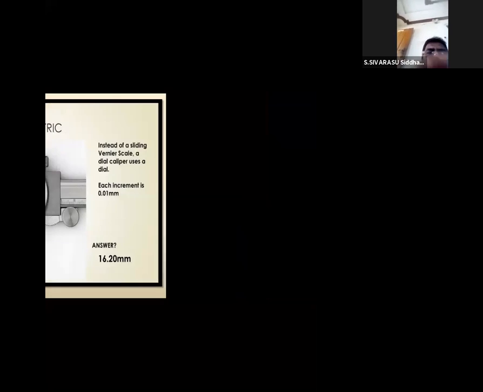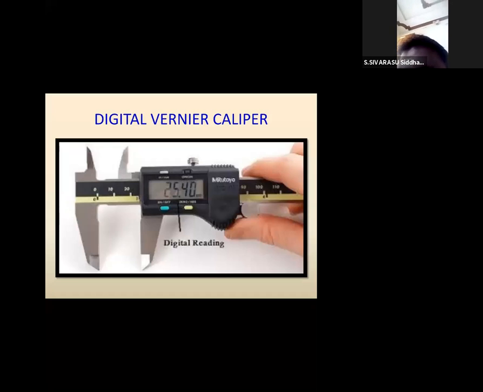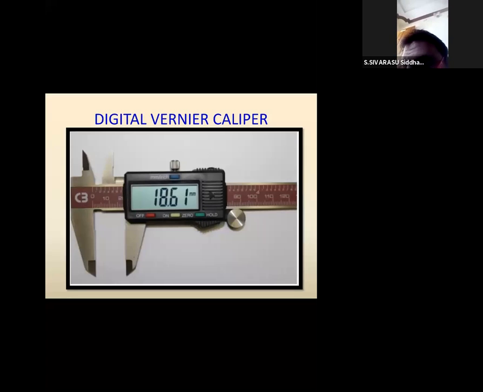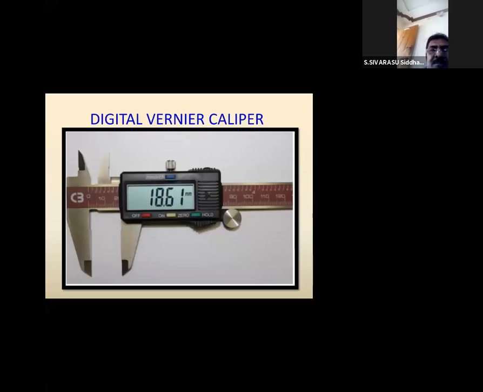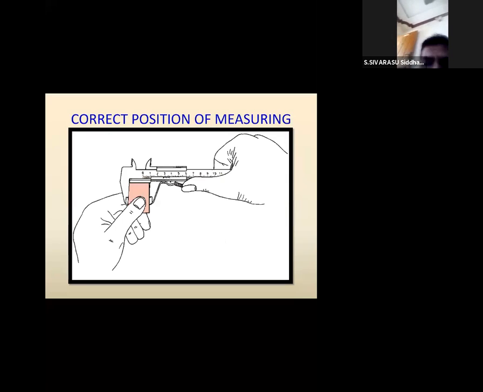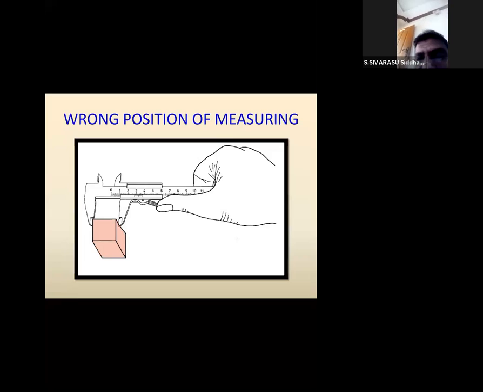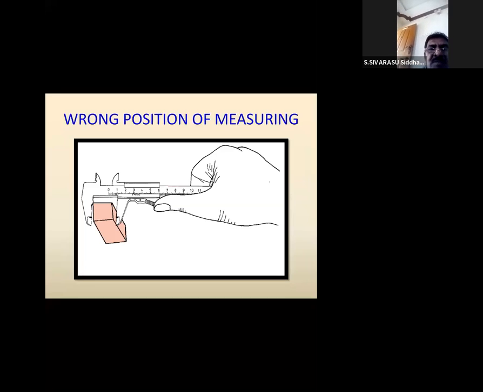Here you can see this digital caliper, for the measurements and other things. While taking measurements, what are the steps you have to follow? You have to handle the vernier caliper very carefully. This is the correct position of measurement. This is a wrong method of positioning while handling. This is also wrong.